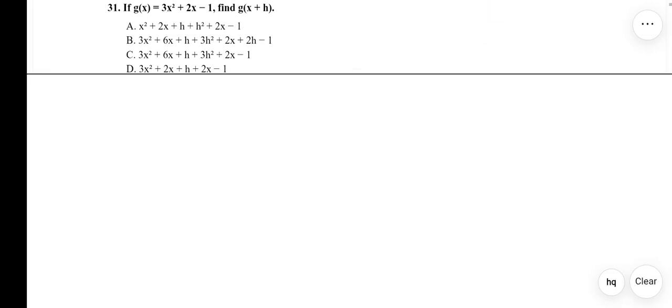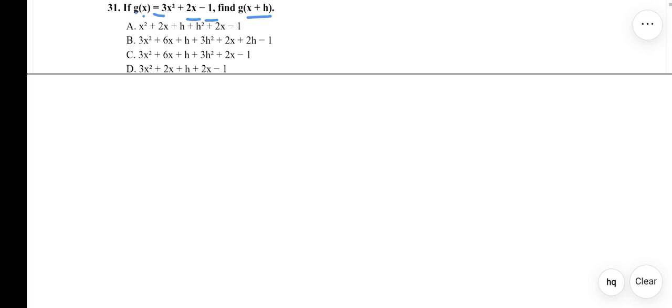So we are given that g of x is 3x squared plus 2x minus 1, then what is g of s plus h, meaning that when our input is x, our output is 3x squared plus 2x minus 1. Then if we change our input from s to s plus h, what will be our output? That means that anywhere you see s, you are replacing it with s plus h.